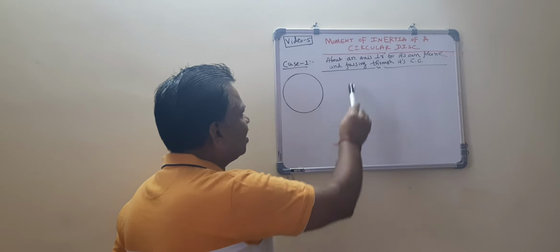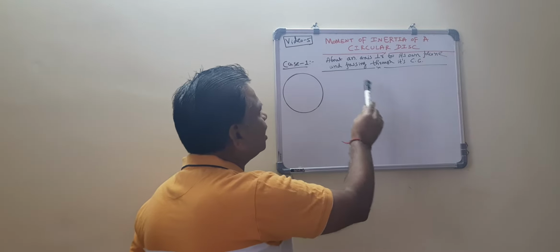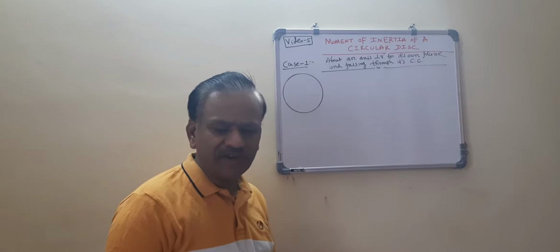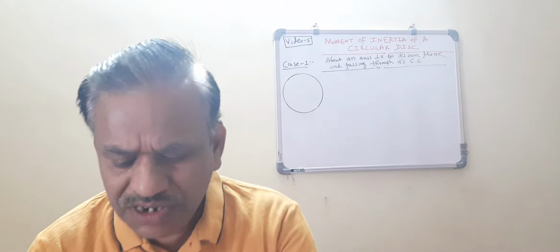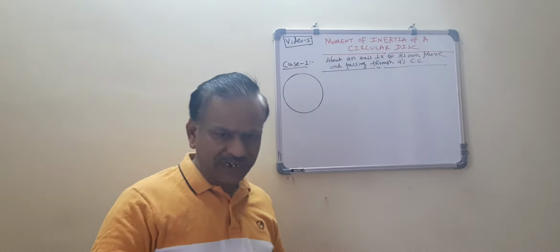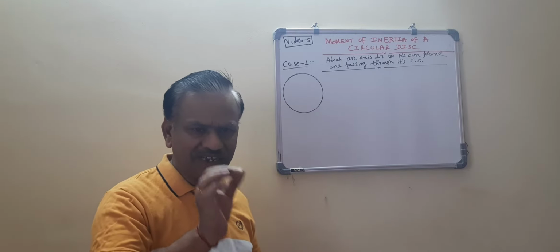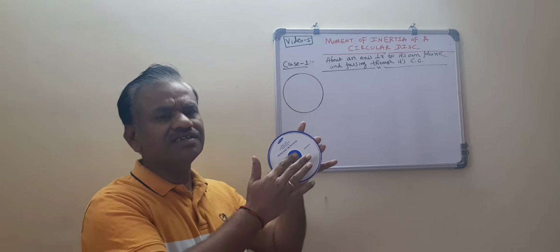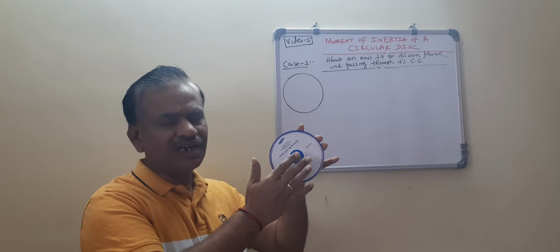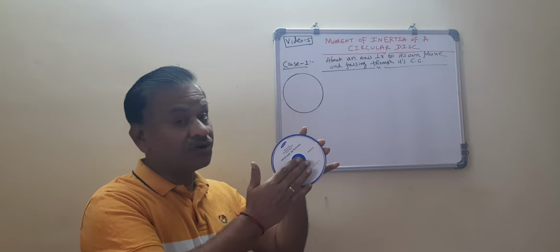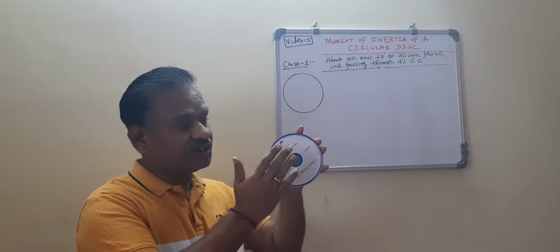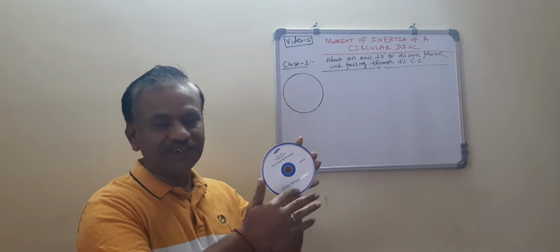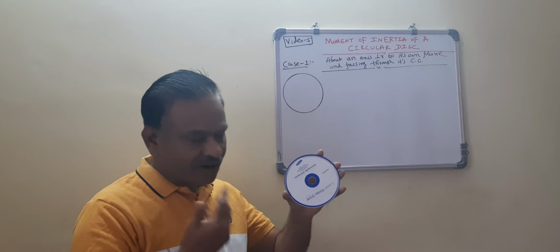Case 1: about an axis perpendicular to its own plane and passing through its center of gravity. You all know about discus throw, so you know this is a flat plate, a thick kind of flat plate. Of course it is not so thick. Assume that it is a circular disc. It is not a ring. Yesterday I showed the same picture for the ring, where the inside is empty, like a bangle.